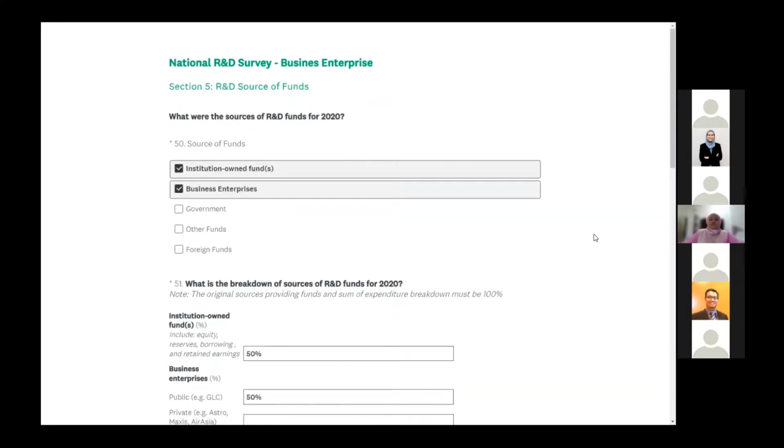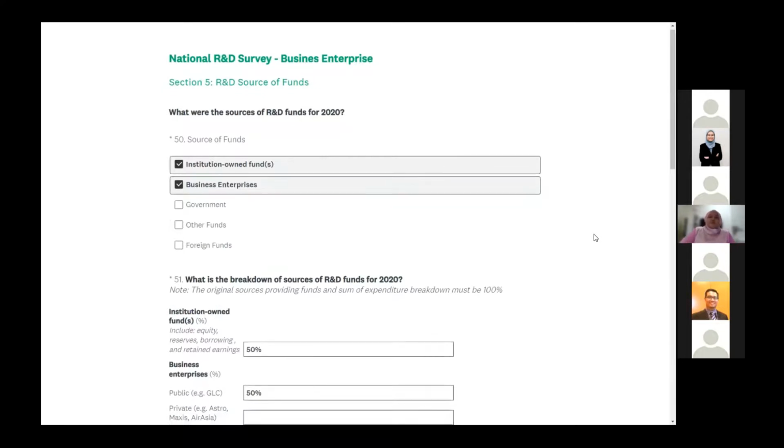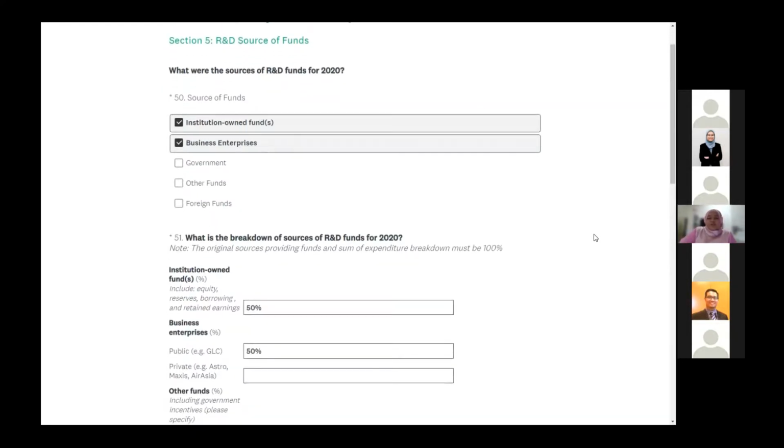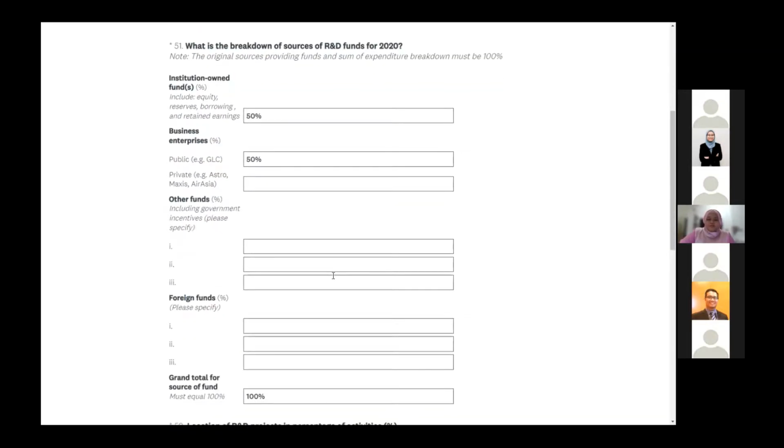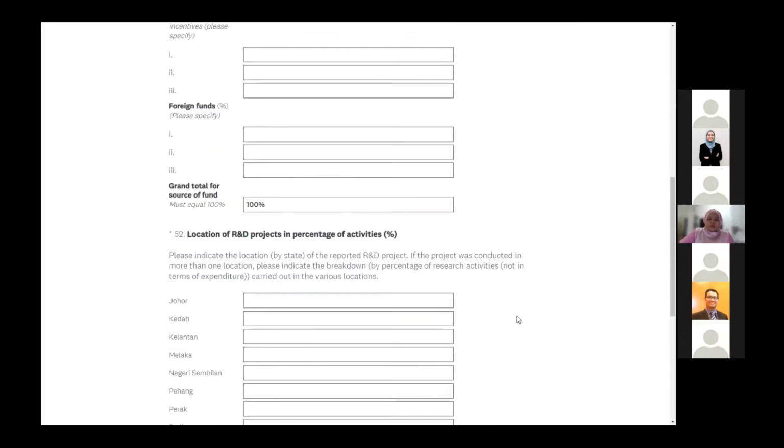All right. Section 5 refers to source of funds. So where is the money coming from? But do not worry, because we are not asking for figures or numbers here. Instead, we are asking for percentages and ratios of where these funds are coming from. Institution owned, that means from your own company. Are they from other business enterprises? Are they from the government? Other funds such as personal, or foreign funds from other countries. So we can write in percentages, and make sure there's a grand total of 100%.